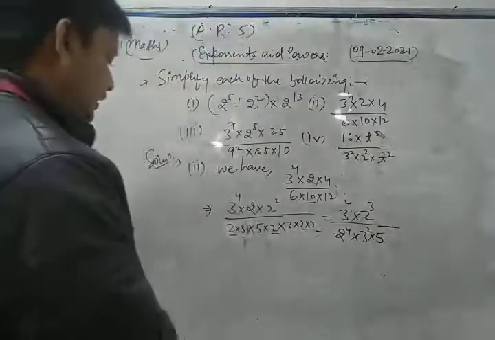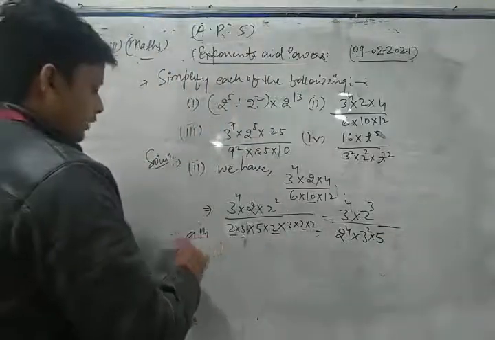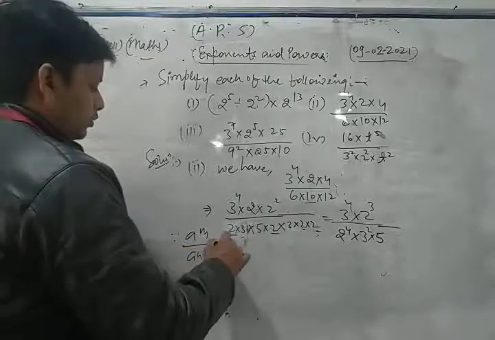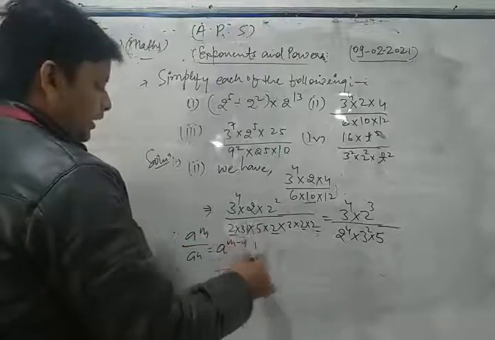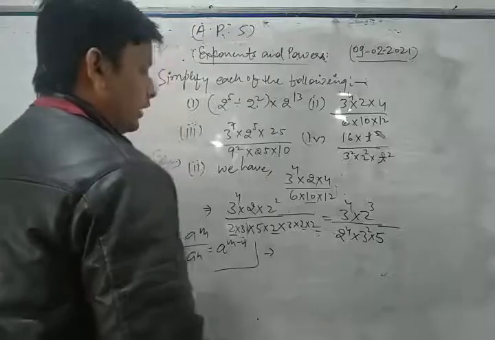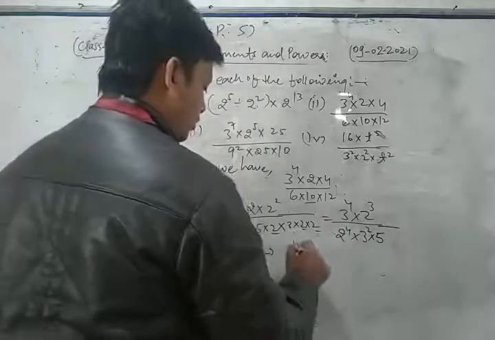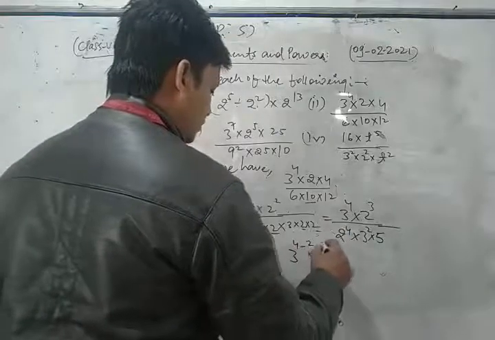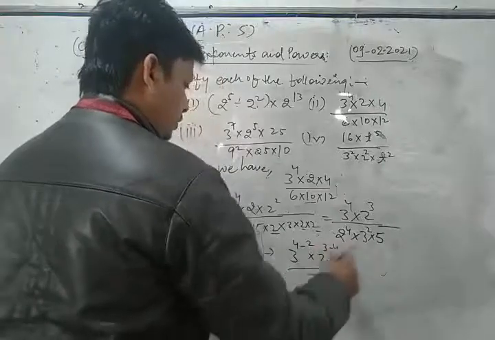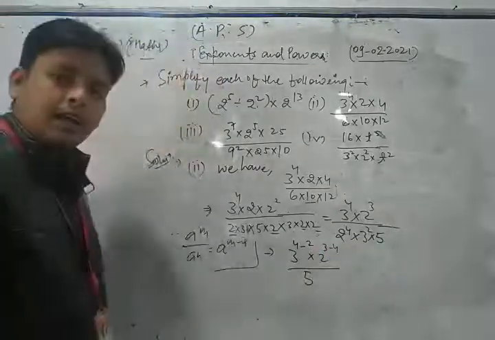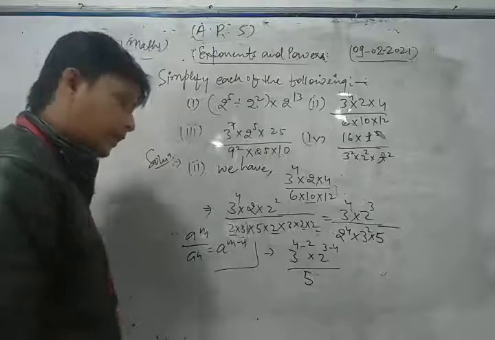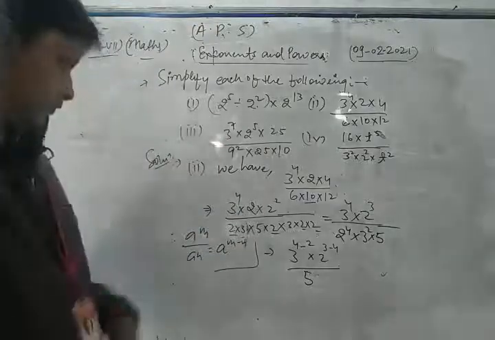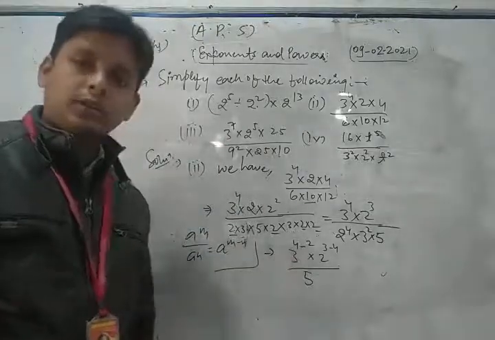Now here we apply the law of exponents, a to the power m upon a to the power n is equal to a to the power m minus n. So we write 3 power 4 minus 2 into 2 power 3 minus 4 upon 5 power 1 as it is. Now here 4 minus 2 is 2.